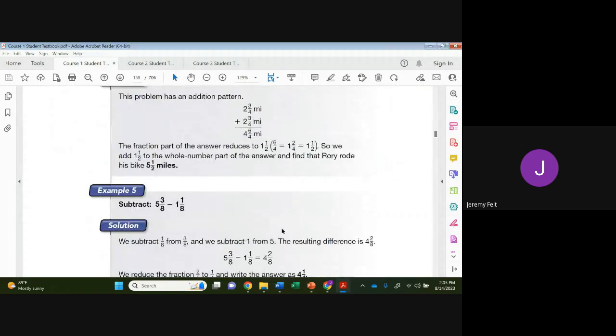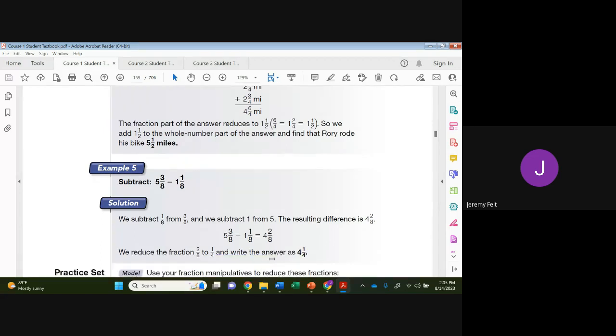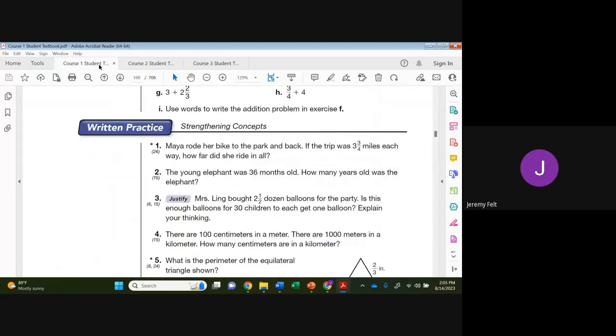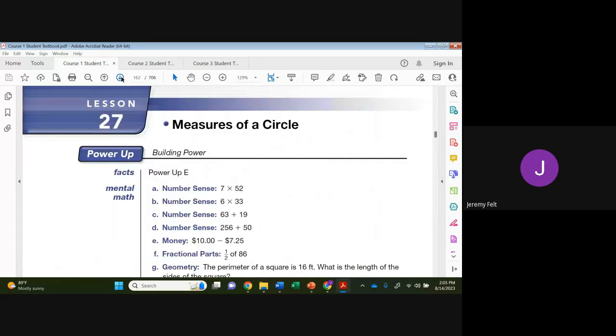When we're subtracting, okay, same thing. We just do the same order we would if it was a decimal or just a whole number. 3/8 minus 1/8. Those are a fraction. That gives us 3 minus 1 is 2/8. 5 minus 1 is 4. And then 2/8, since 2 goes into both of those, we would factor out a 2, which would leave us with 1/4. There's your practice set. We'll go over that when we return to class.